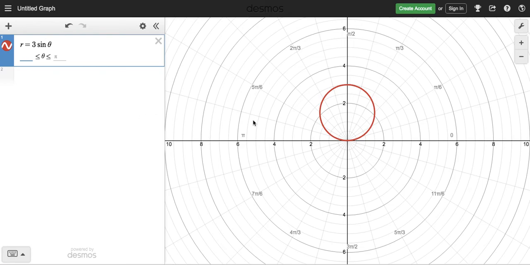But that's pretty much the basics of polar graphing on Desmos. And I hope that makes sense.